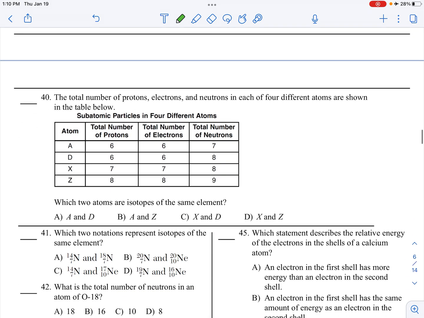The total number of protons, electrons, and neutrons are shown, which are isotopes of the same element. So isotopes have the same number of protons, different number of neutrons. So A and Z could not, different, I'm looking at the wrong thing. Oh no, A and Z do have different number of protons. X and D don't have the same, X and Z do not. So let's look, A and D have the same protons, but different number of neutrons. That is the answer.